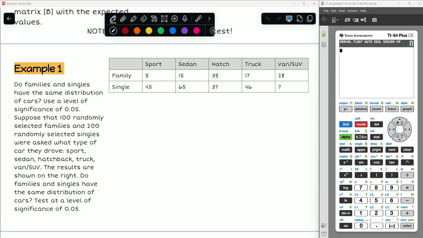The clue for me that I know I'm doing a test for homogeneity is I see one categorical variable, which is distribution of cars. I see two populations, families and singles. So two populations, single categorical variable. This is a test for homogeneity. Do those two distributions in the two different populations match for this categorical variable? The two-way table they gave me is the observed data.